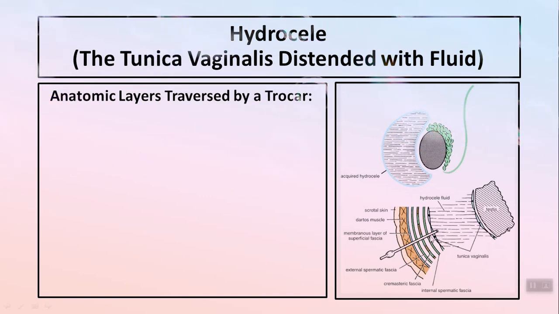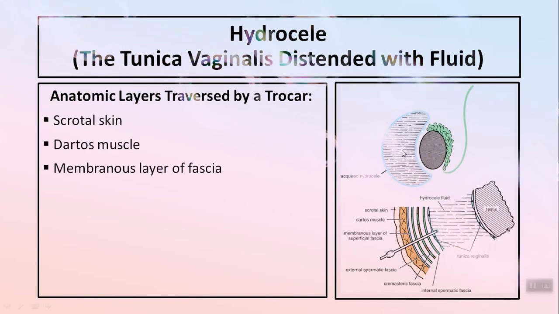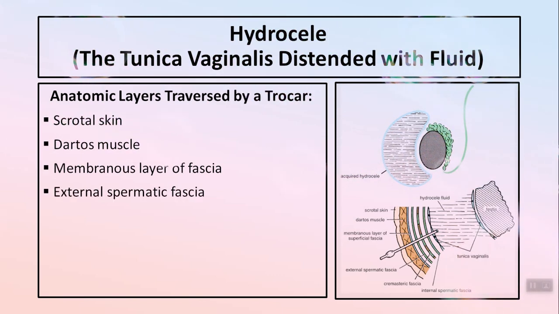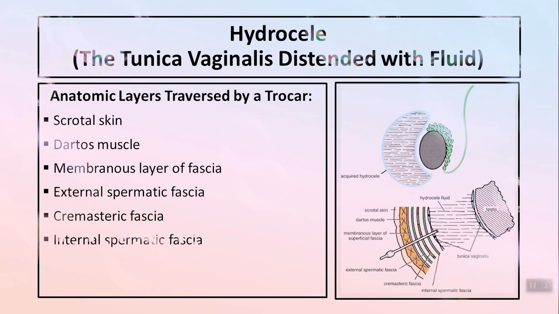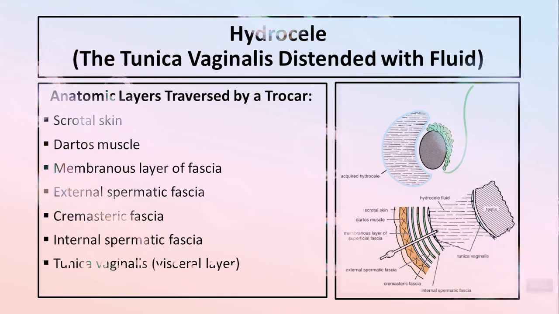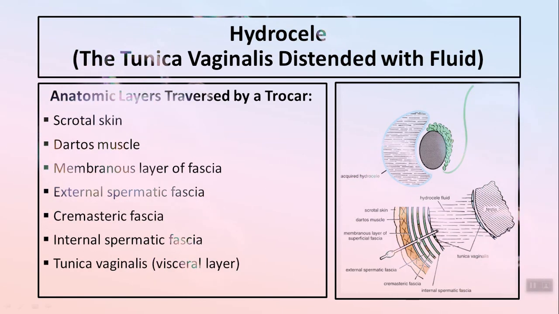We can pass a special type of instrument called the trocar. So what are the anatomical layers traversed by a trocar to drain this hydrocele? First of all, skin, dartos muscle, membranous layer of fascia, that is Colles fascia, external spermatic fascia, cremasteric fascia, internal spermatic fascia, until we reach the tunica vaginalis, which is the visceral layer. Then we will reach the cavity of the tunica vaginalis and drain this fluid.